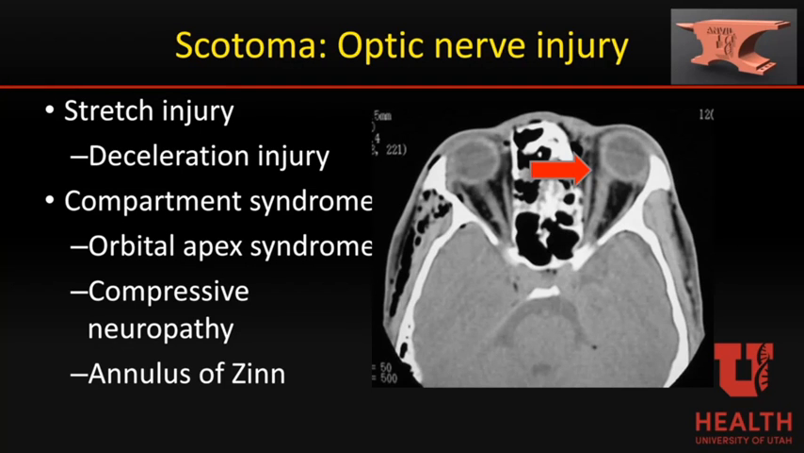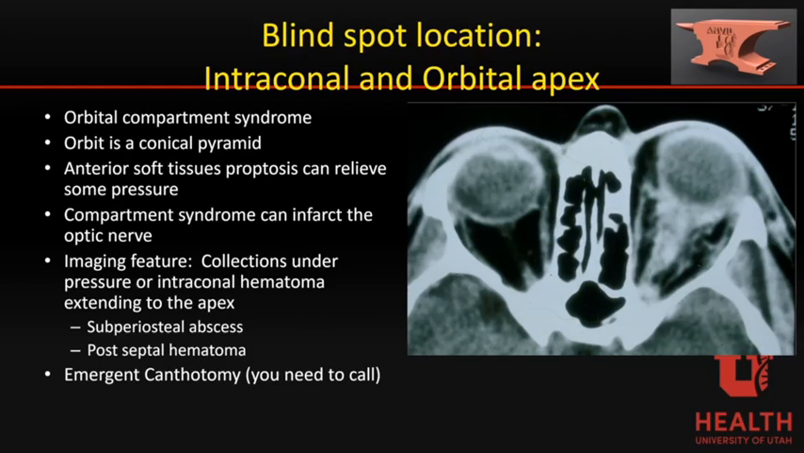Our next blind spot is optic nerve injury and inflammation. So in deceleration events, you can have a stretch injury and avulse the optic nerve from the optic nerve head. The optic nerve can also be involved from compartment syndromes and orbital apex syndromes, or from compressive neuropathy or mass effect at the annulus of Zinn. So if one imagines the eye as a compartment under pressure, the orbit can only decompress so much through proptosis, and this can lead to elevated intraorbital pressures, which can endanger the nerve.